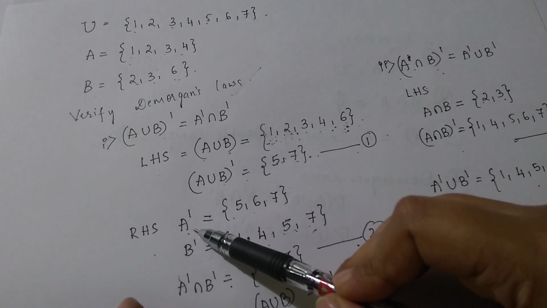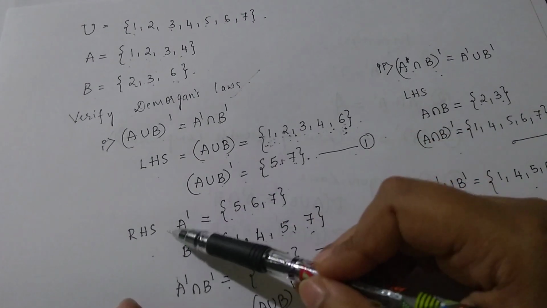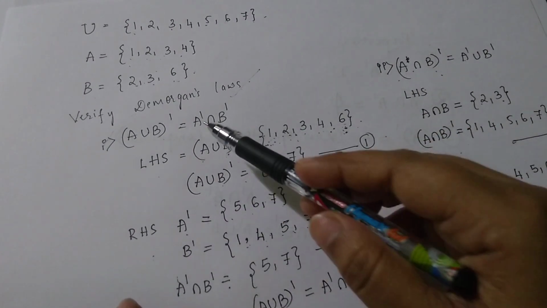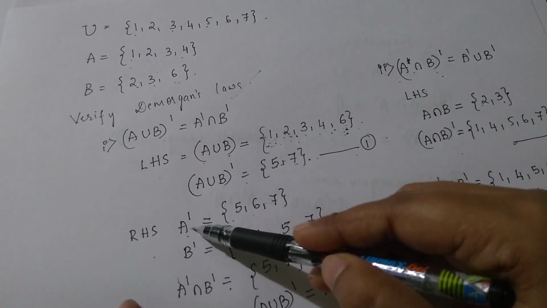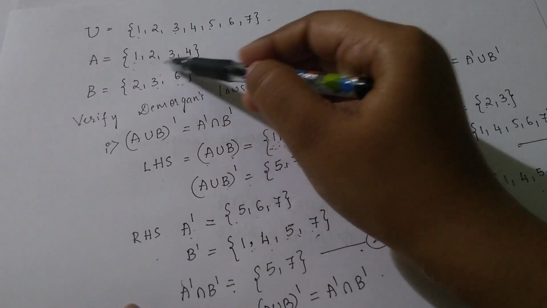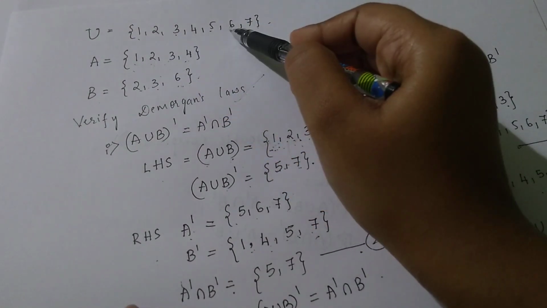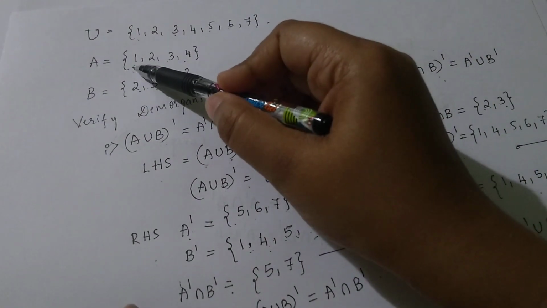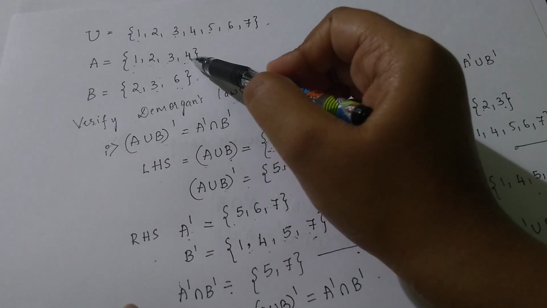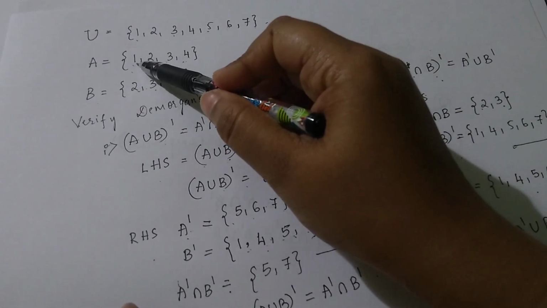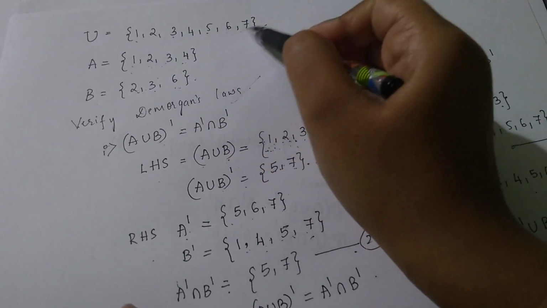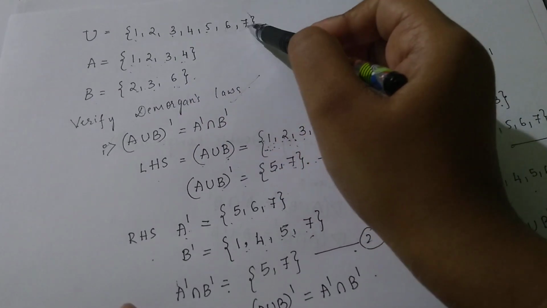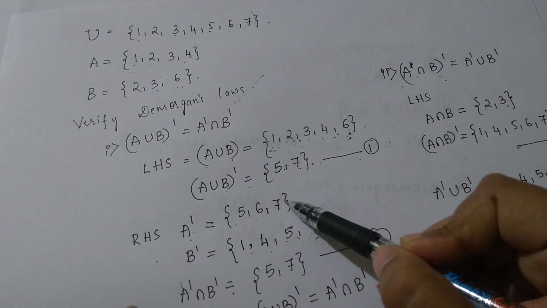Similarly, next what am I going to find? To find the RHS part, I want A dash and B dash. So first thing, A complement, that is A dash, I am going to find. To find A dash, what do I have to do? I have to compare A and universal set. Set of elements which are there in U but not in A. Except 1, 2, 3, 4, which are the elements in universal set? 5, 6 and 7. So I have written 5, 6 and 7.